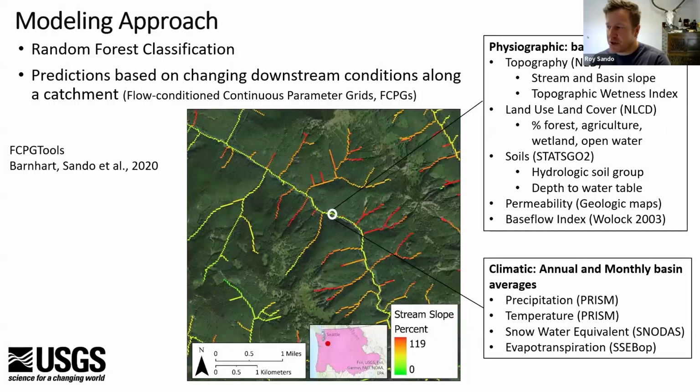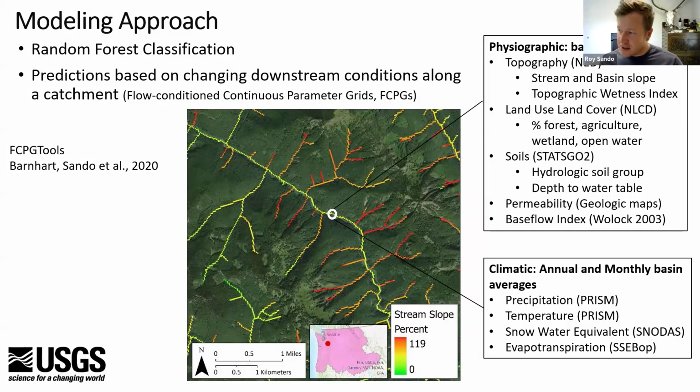As for the modeling approach, that covered the training data or the calibration data, the response variable, but we also needed to get to our predictor variables, our explanatory variables. What we decided to do here was incorporate what we call a flow condition parameter grid of explanatory variables. What these represent is essentially, as you move down the system, each pixel will represent the upstream conditions for every basin in your network.